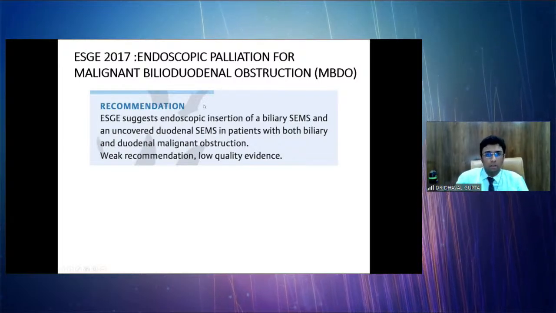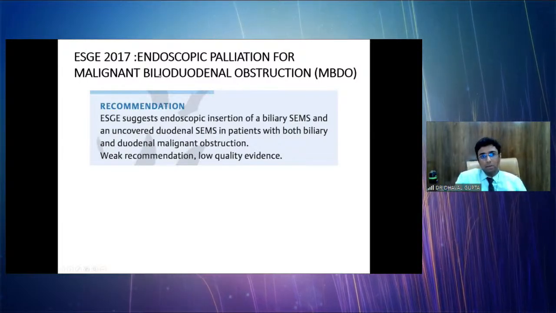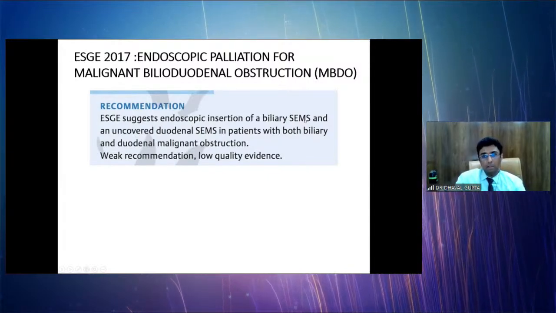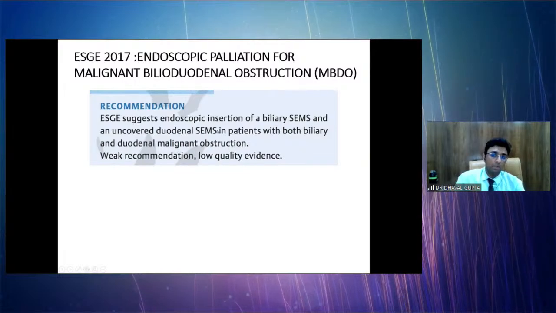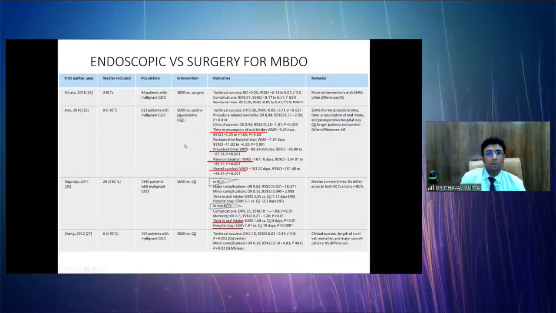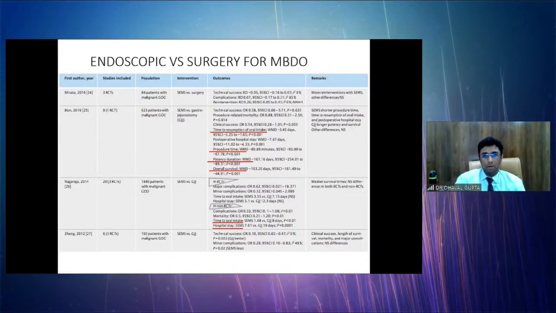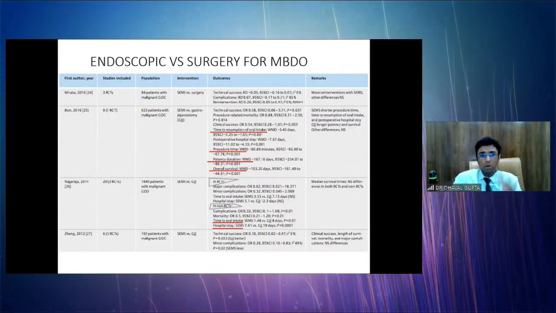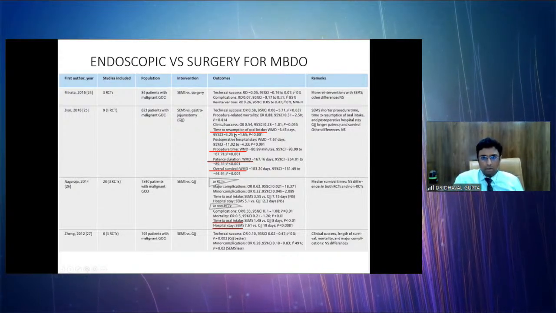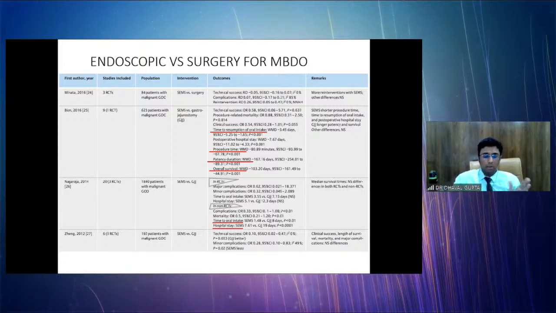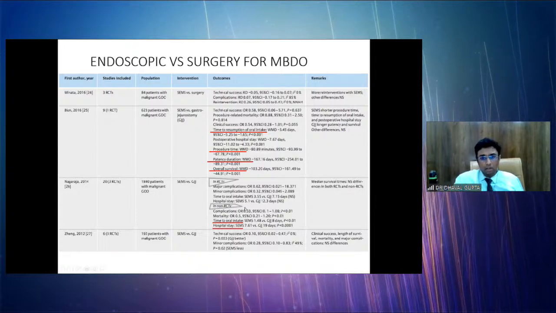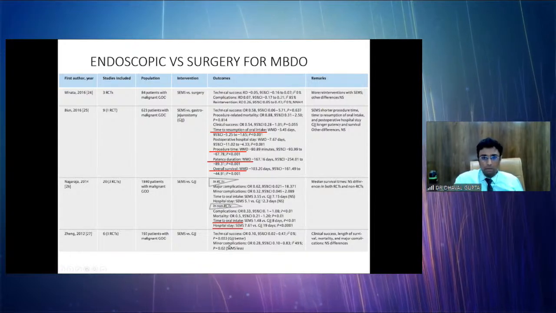Endoscopic palliation for malignant bilio-duodenal obstruction. ESGE suggests endoscopic insertion of a biliary SEMS and an uncovered duodenal SEMS in patients with both biliary and duodenal malignant obstruction. For both malignant biliary and duodenal obstruction, the endoscopic approach has shown decreased time to recovery; most studies found it to be much better compared to the surgical approach. And also in many studies, they have shown some survival benefit.